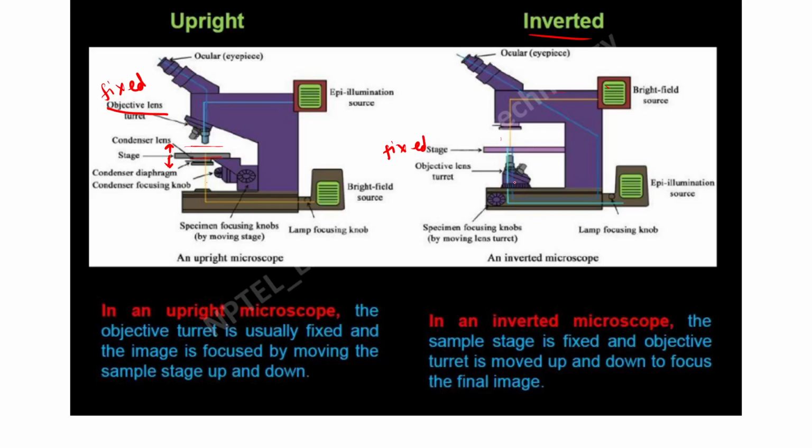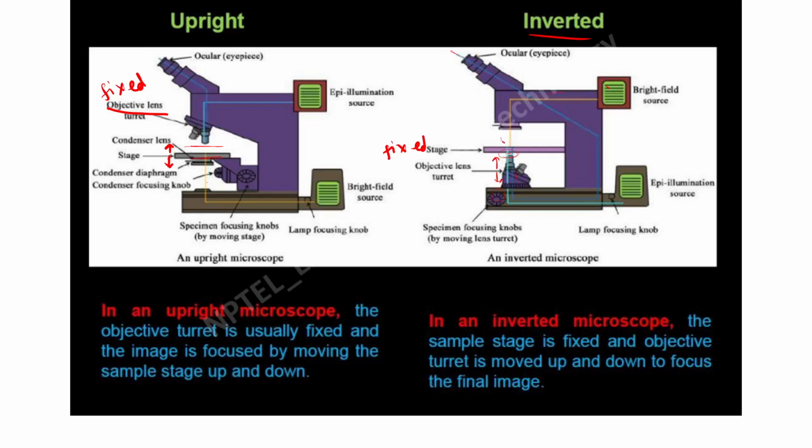And we can move this objective lens up and down. This lens can go up and down by rotating this knob. This is the focus knob. When I rotate this knob, this lens can go almost near to the stage and magnify the sample, and this is connected, so when we are looking through the eyepiece, we can see the magnification happening here.